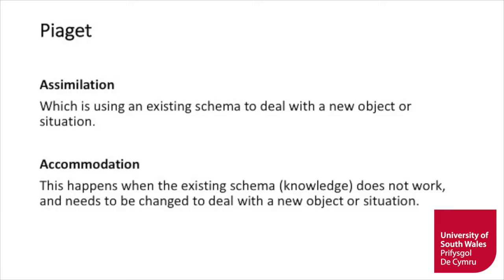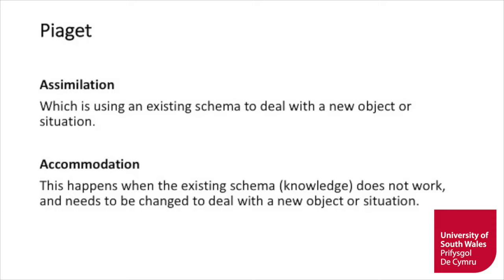Another key element of Piaget's theory was assimilation, which is basically using an existing schema to deal with a new object or new situation. So in a sporting context, it could be that I have experienced playing badminton as a child, and then my friends ask me to go down the park and play tennis. Well, I'm using the existing schema of motor development and motor programs I've had from playing badminton to then apply that into a tennis scenario.